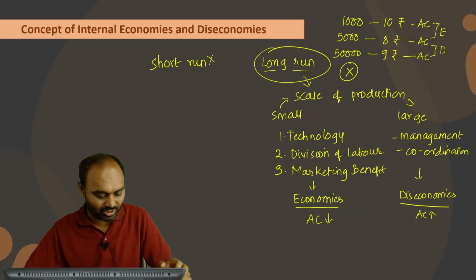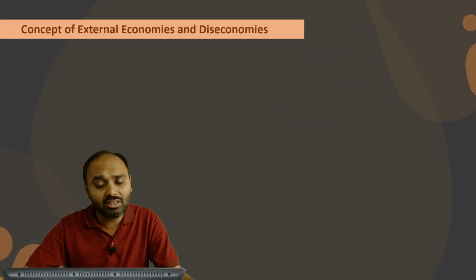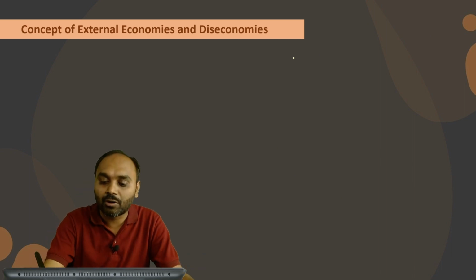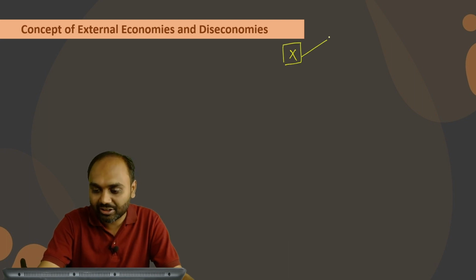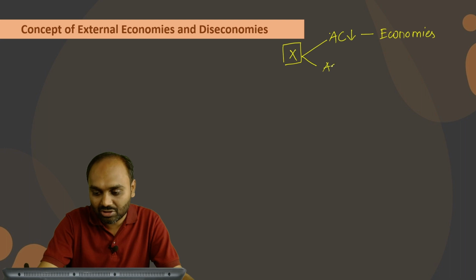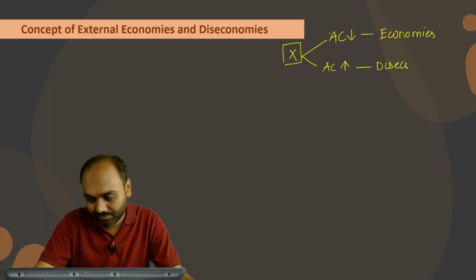So let's start with the concept of external economies. In the previous concept of internal economies and diseconomies, I was talking about a company called X. There was a company called X which was increasing production, and because of the increase in production, if company X's average cost is falling, then we will term it as economies. And if company X's average cost is rising, then we will term it as diseconomies.